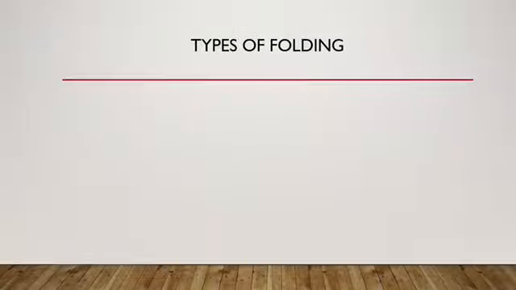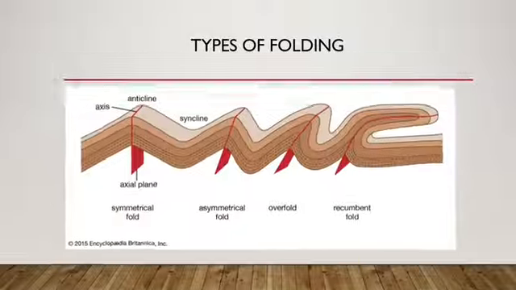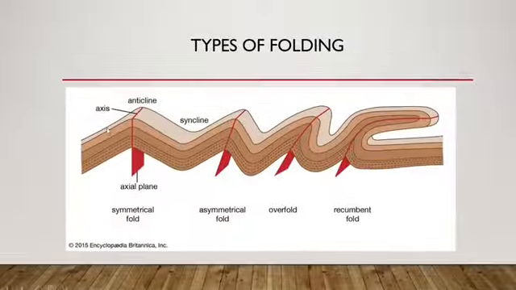Very good. Now let's look at the types of folding. Let's look at the diagram here. We have several types of folding. We have the symmetrical fold, the asymmetrical fold, the overfold, the recumbent fold, and the nape or overthrust fold. So let's look at what the structure of each type of fold means.